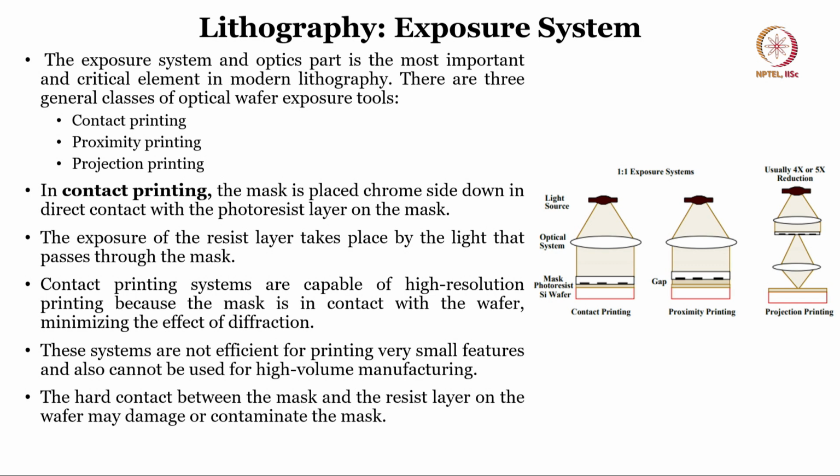So, in contact printing, the mask is placed chrome side down in direct contact with the photoresist layer on the wafer, as you can see from this particular image. This is contact printing. Contact printing systems are capable of high resolution printing because the mask is in contact. These systems are not efficient for printing very small feature sizes, and also cannot be used for high volume manufacturing, because every time you have to align, have a physical contact, and then expose. So, it cannot be used for high volume manufacturing.